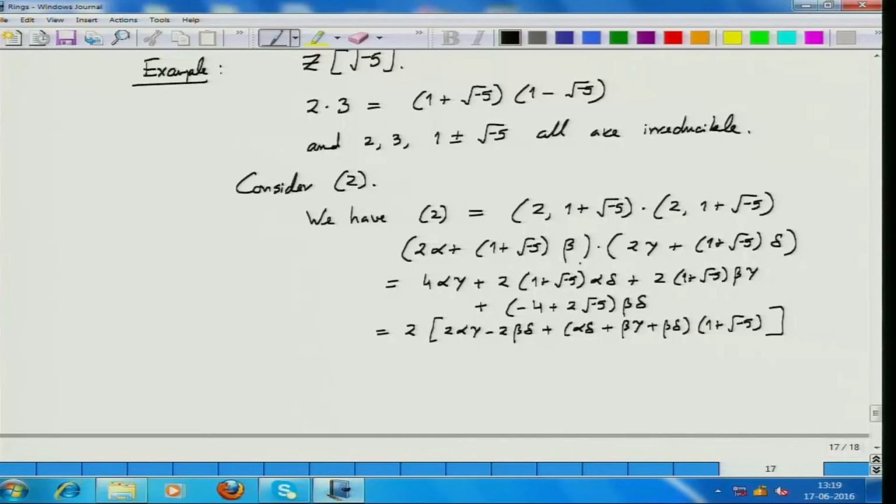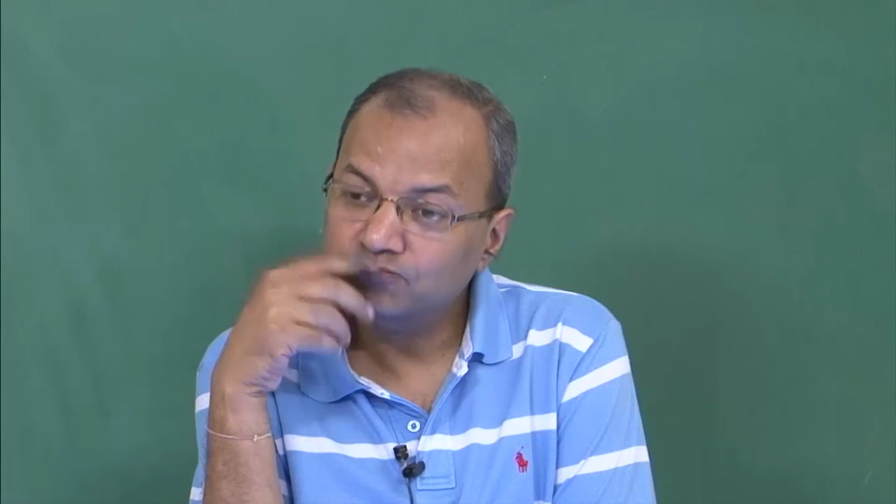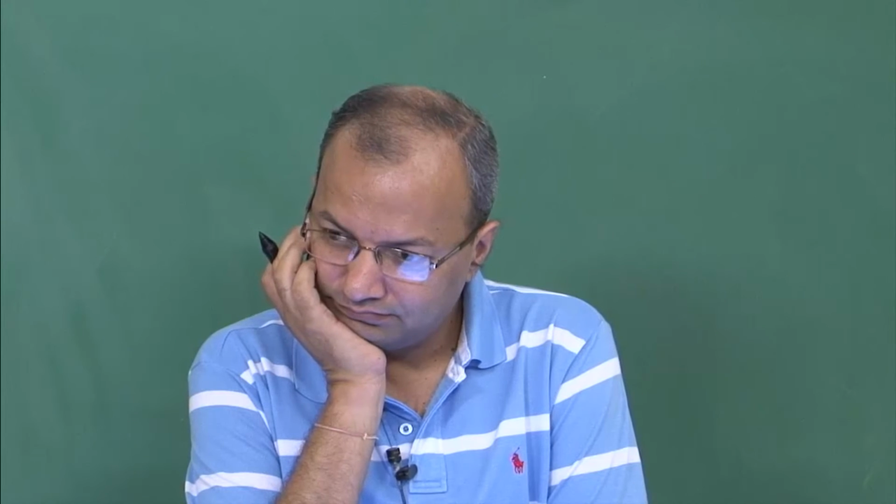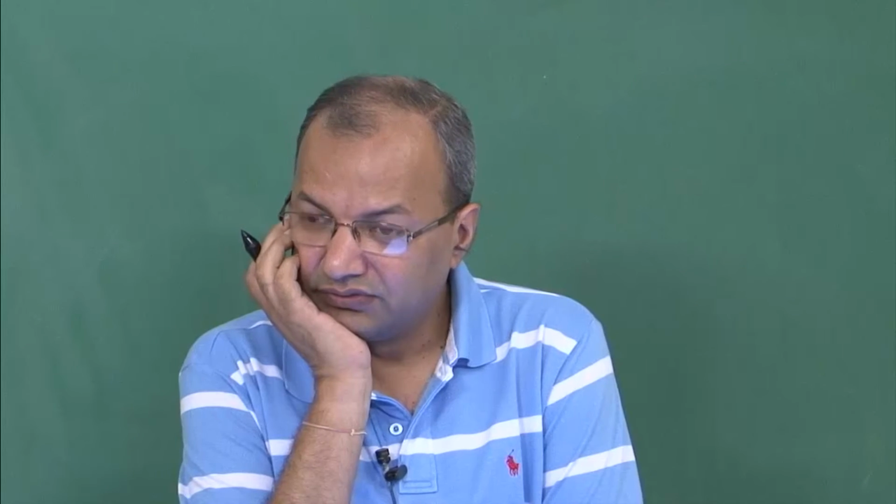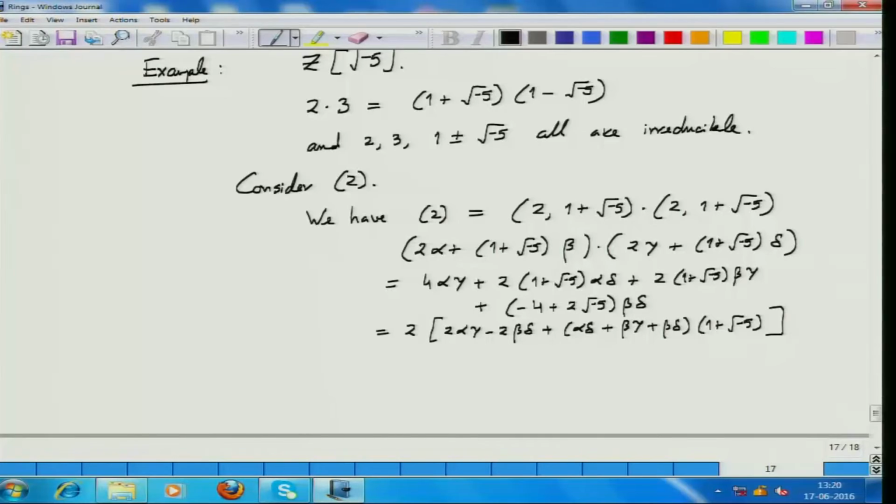Take beta, gamma, delta to be 0. Then this is 0. Can't show that 2 is contained in this. If we take, already we have 2 common, so we require that 2 alpha gamma minus 2 beta delta should be equal to 1. And if we take 2 common, then the sum should be equal to 1. No, that should be equal to 1 by 2. That's right. That's not possible. Yeah, actually that's true. So my claim is wrong, that means. Unless I have missed out something.